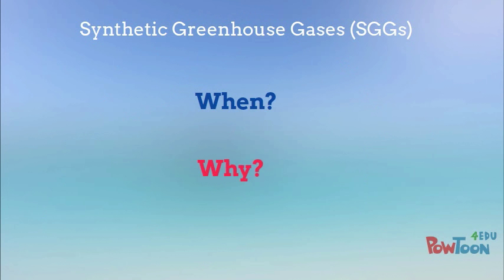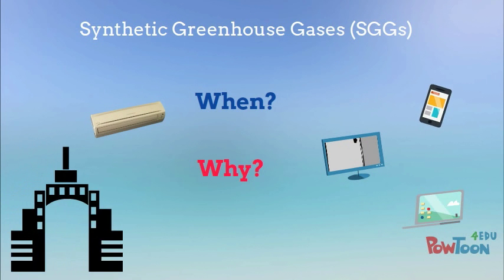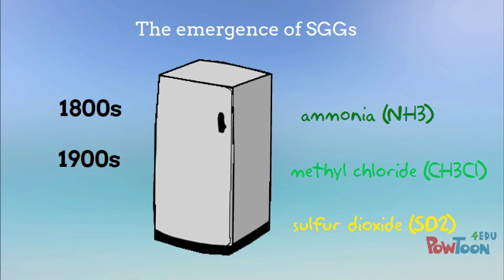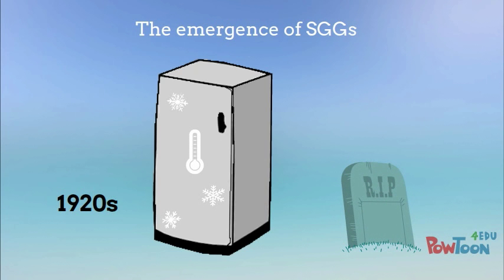When and why did synthetic greenhouse gases begin to be made and used? Our modern lifestyle has fueled the need to make and use these substances. In the late 1800s and early 1900s, refrigerators used toxic gases as refrigerants. By the 1920s, their safety started being questioned. This sparked the search for less toxic replacements.